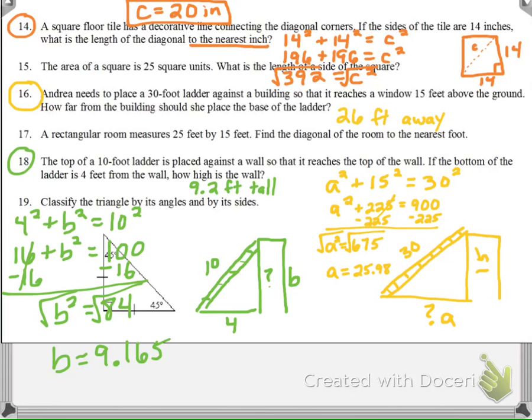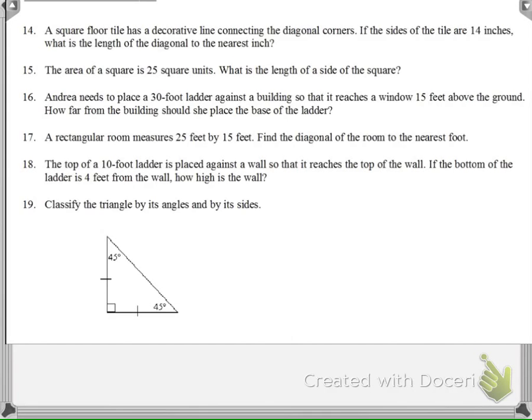Okay, again, notice I didn't leave my answer as B equals 9.165 or even B equals 9.2. I wrote my answer as 9.2 feet tall, or I could have probably even said the wall is 9.2 feet tall. Alright, now let's look at the odds on that page.